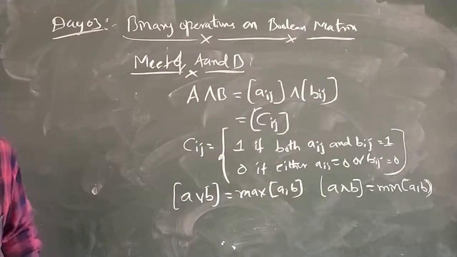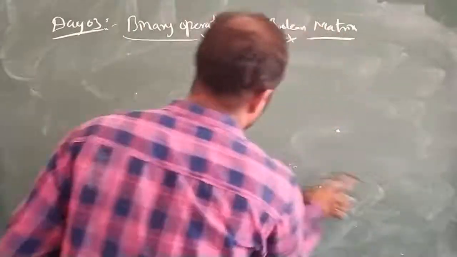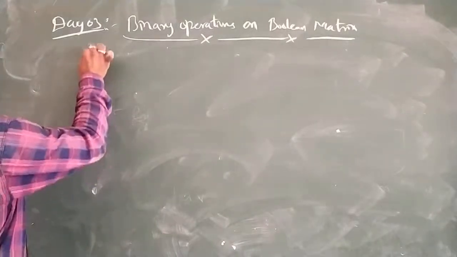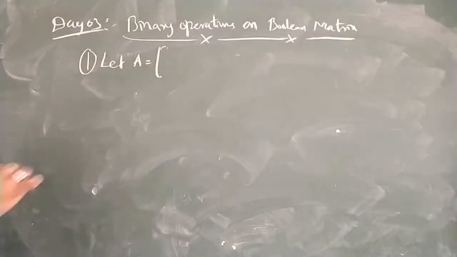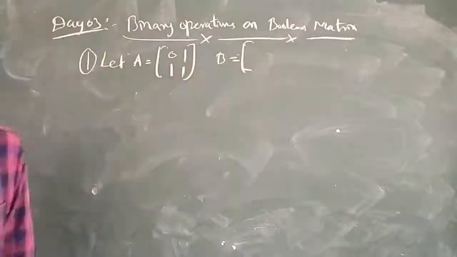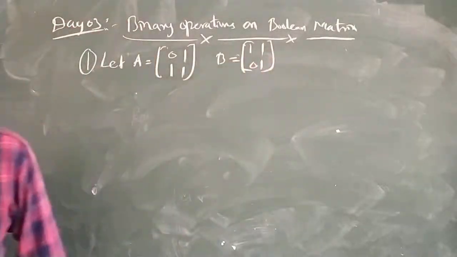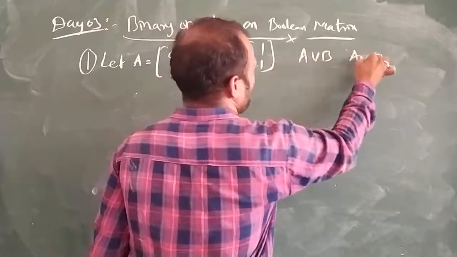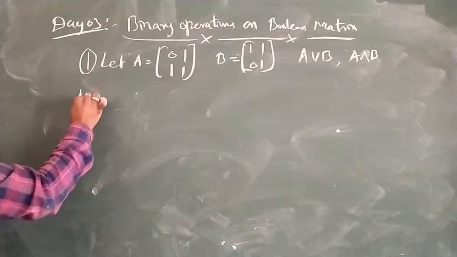So to understand this, let us take a question. Let A be the matrix [0, 1; 1, 1] and B be another matrix [1, 1; 0, 1]. They are asking us to find the join matrix and the meet matrix also. Now let us see how to do this.